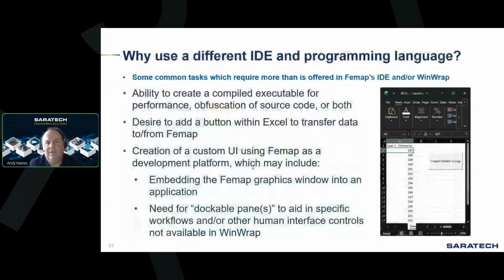One last little thing before we get into the demo is, why would you want to use a different IDE and programming language? This is the ability to create a compiled executable for performance, obfuscation of source code, or both, or a desire to add a button within Excel to transfer data to and from Femap. Other things, if you really want to go all out, you can create a custom UI using Femap as more of a development platform, so you can embed the graphics window into any application, or you can also create dockable panes to aid in some specific workflow or other kind of human interface controls that simply aren't available in WinWrap.